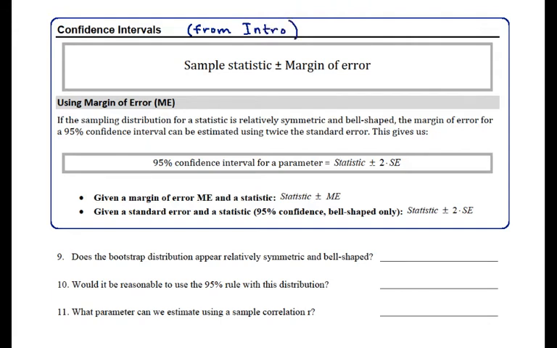But in that section, we really had to be given the standard error, and we had to be told that it's reasonable to assume the sampling distribution follows a roughly bell-shaped distribution. So here what we can do is look at our Bootstrap distribution and be able to tell both of those things. Does it look approximately bell-shaped, and what is an estimate of the standard error?